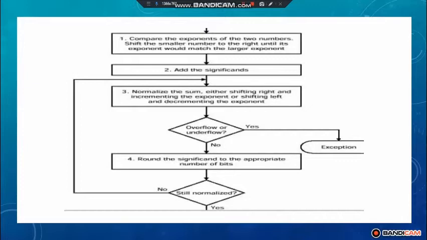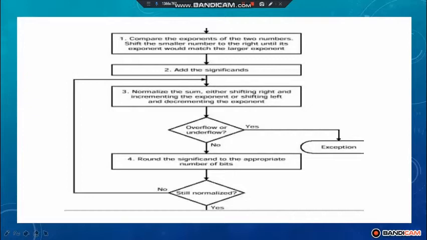Compare the exponents of two numbers. Shift the smaller number to the right until its exponent matches the larger exponent. Add the significands. Normalize the sum, either shifting right or left, or incrementing or decrementing the exponent. Next, check overflow or underflow. If yes, then exception. If no, round the significand to the appropriate value.